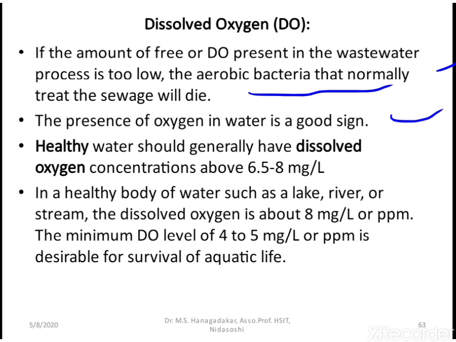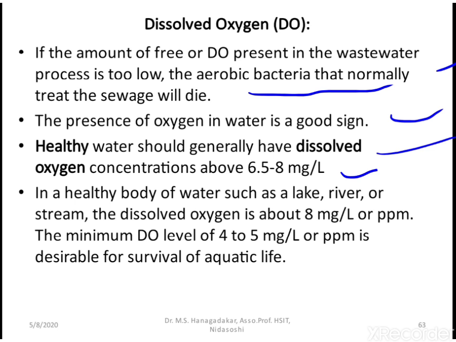Not only for the living organisms sustaining in the water, but even for water consumption for drinking, if the dissolved oxygen level is too low, then that water becomes unacceptable for drinking. So we need to know how much dissolved oxygen content must be present for acceptability. If you want to say the water is healthy water, it should have a dissolved oxygen concentration of above 6.5 to 8 milligram per liter.